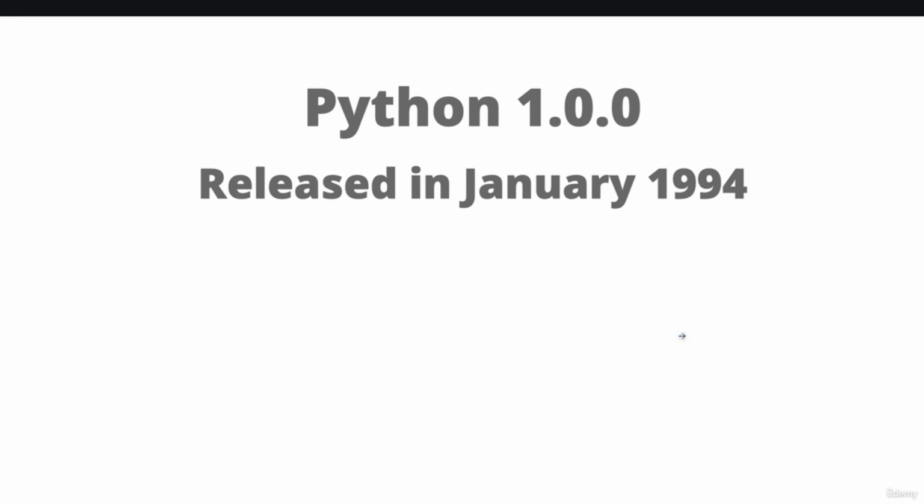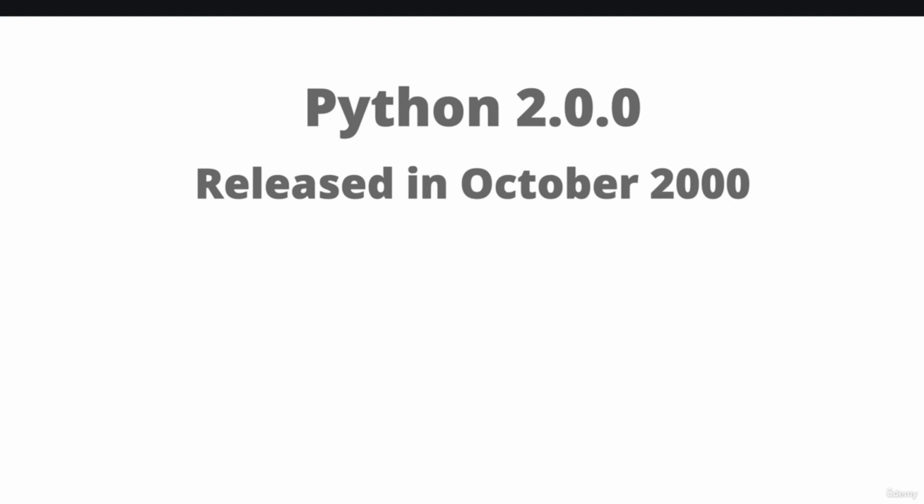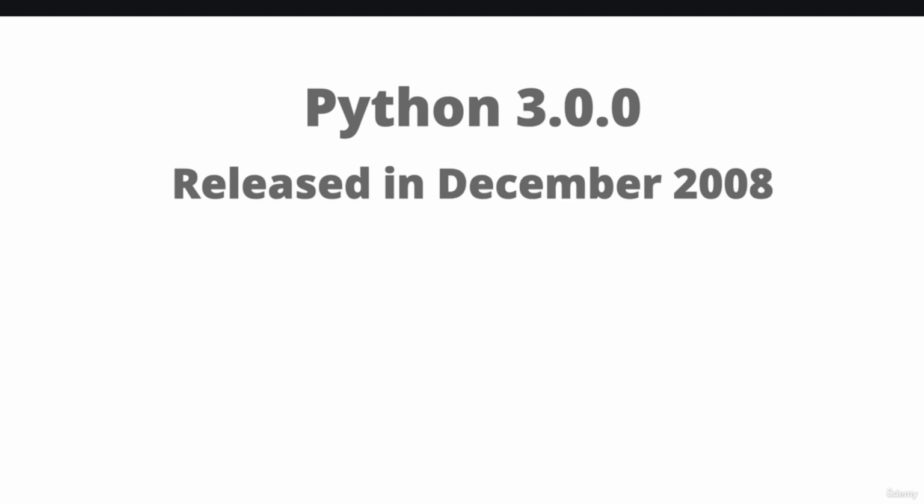Python version 1.0.0, or simply Python 1, was released in 1994. And 6 years after that, Python 2 was released in 2000. 8 years later, Python 3 was released, and currently Python 3 is the current version.